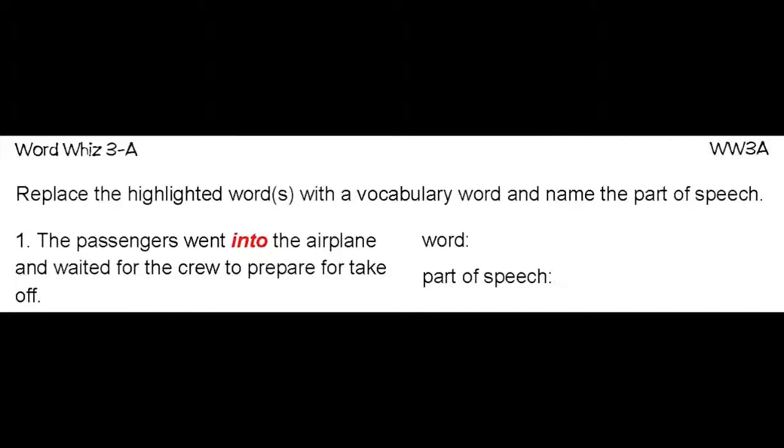Here, the student will replace the highlighted word or words with a vocabulary word and name the part of speech. Let's do number 1 together. The passengers went into the airplane and waited for the crew to prepare for takeoff. We know the correct word is aboard and that it is an adverb, since aboard modifies the verb went.